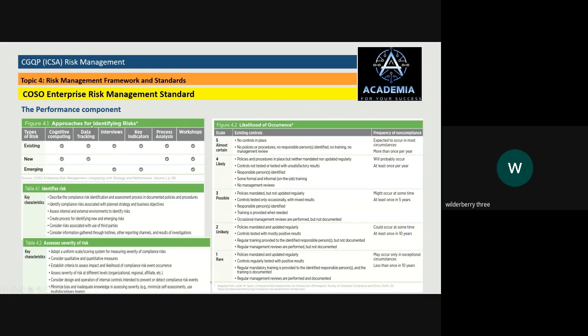For example, how to approach for identifying the risk. You do here data tracking, interviews, key indicators, process analysis, workshops, and then you say whether you have it already in place, whether it's new for you, whether it's emerging. And what is the status about? And then you have likelihood and occurrence. You have a recommendation how to organize this: rare, unlikely, possible, likely, almost certain. What do we understand by almost certain? If there are no controls in place, of course, almost certain that there is a risk then.